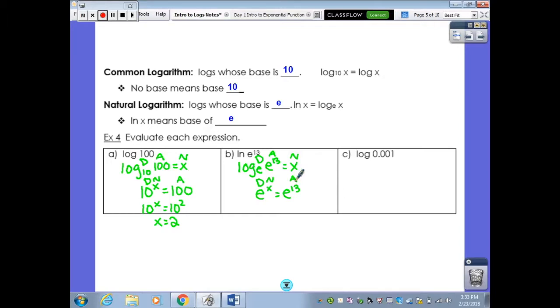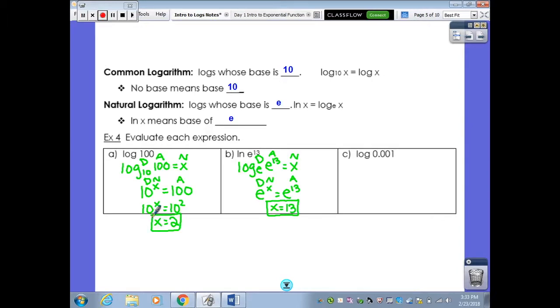And we get x is equal to 13. I want you all to notice that these ln and e essentially just canceled out, and all we were left with was 13. ln and e are inverses of each other, and this is something that will happen every single time.